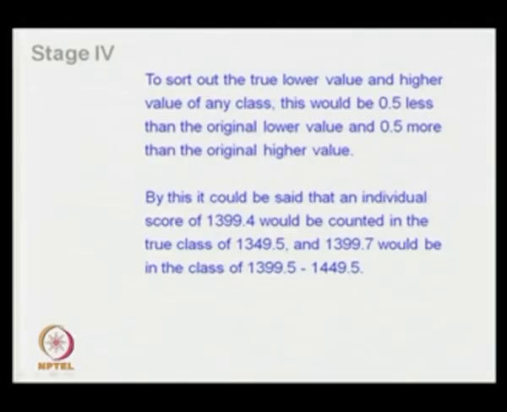To sort out the true lower value and higher value of any class, the true lower value would be 0.5 less than the original lower value and the true higher value would be 0.5 more than the original higher value. By this, it could be said that an individual score of 1399.4 would be counted in the true class of 1349.5 to 1399.5, and 1399.7 would be in the class of this.